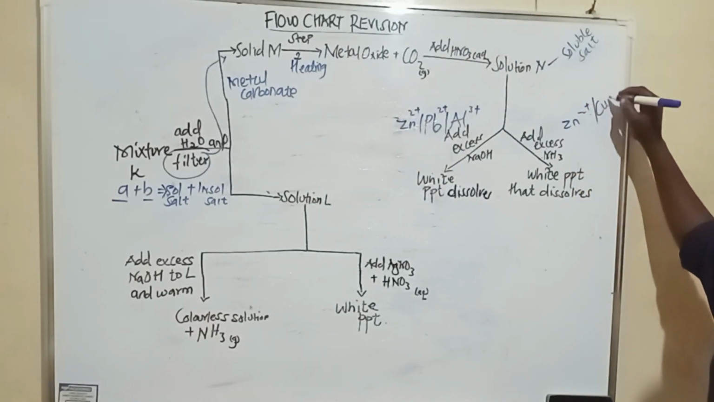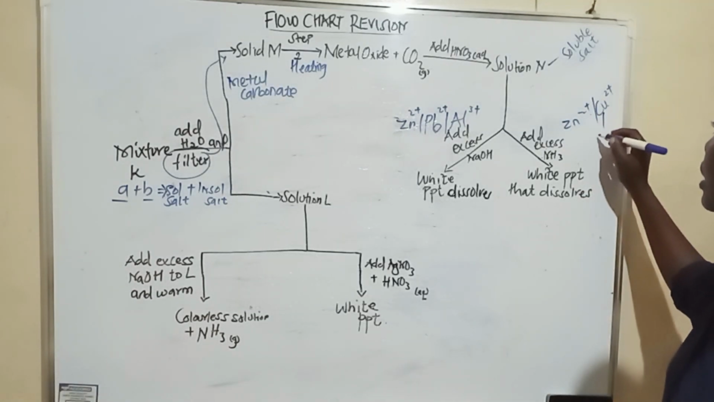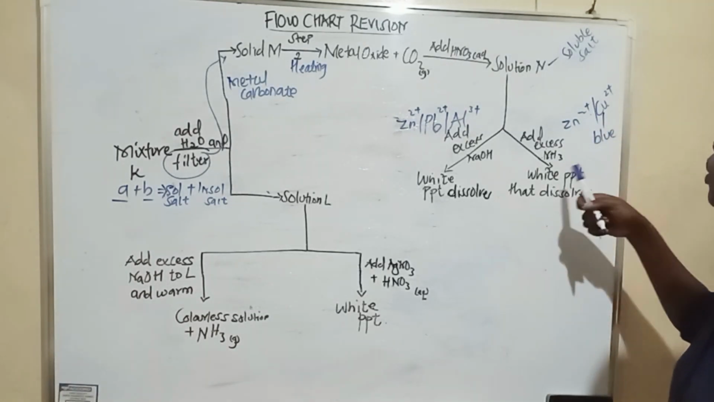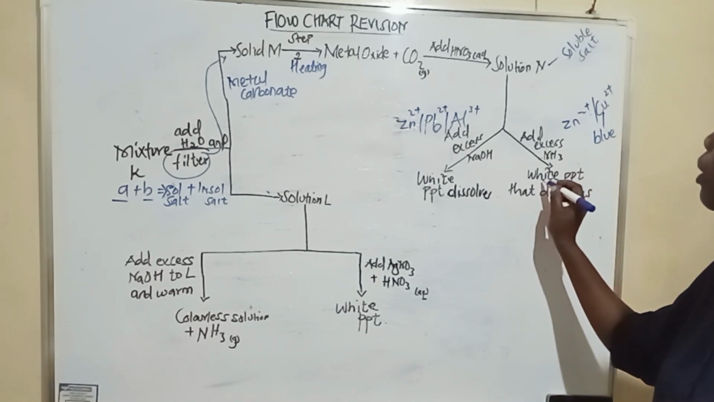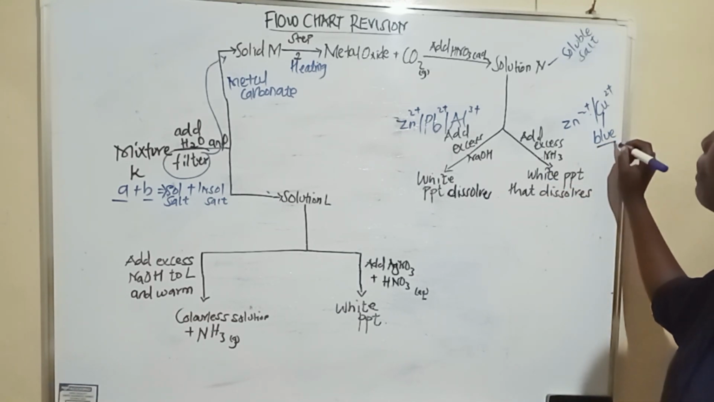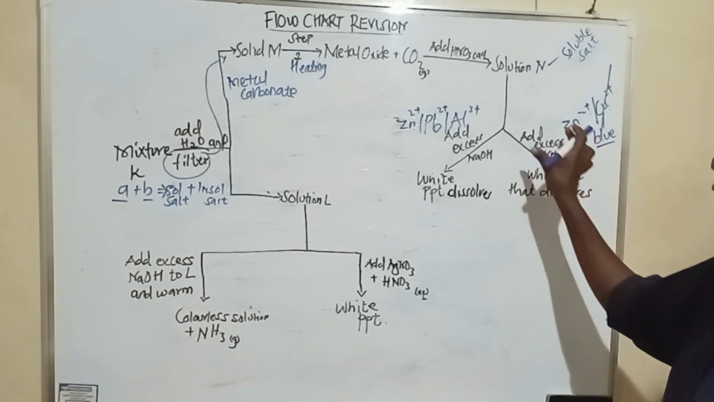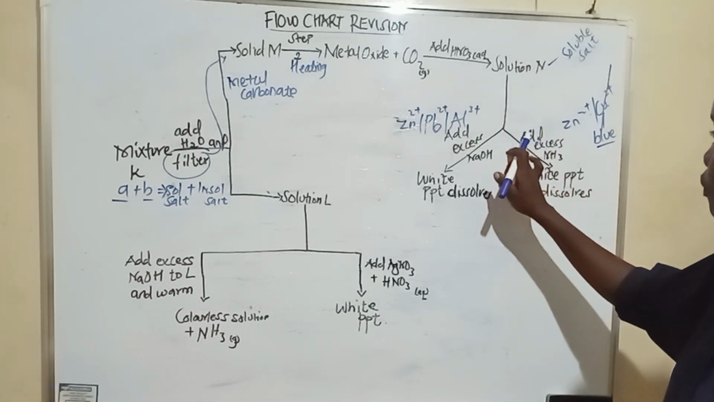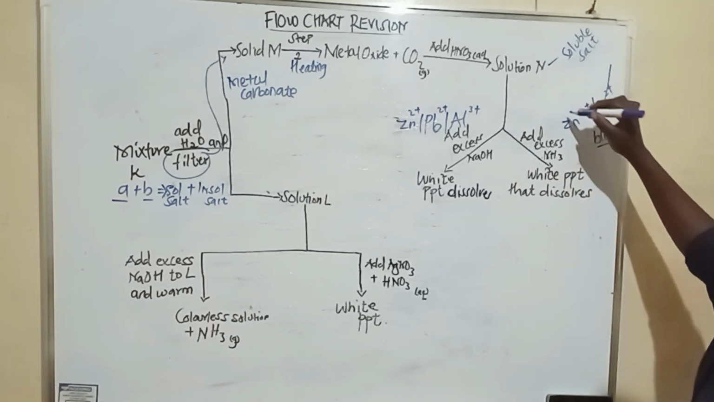Or copper, okay. But now remember the color of copper ions is blue. So if we had copper ions present here, the precipitate wouldn't have been white, but it would have been what? Blue. So we are going to omit copper. So we now know that the substance which forms a white precipitate when dissolved in excess ammonium solution is zinc.